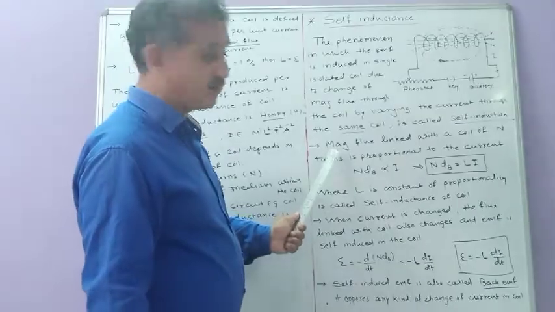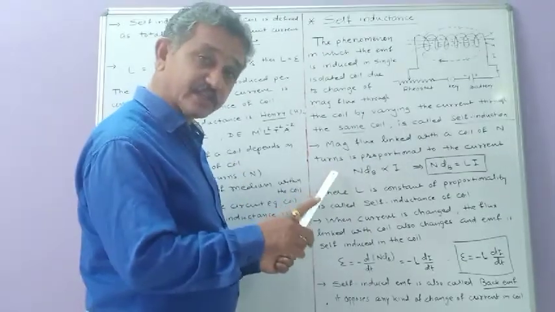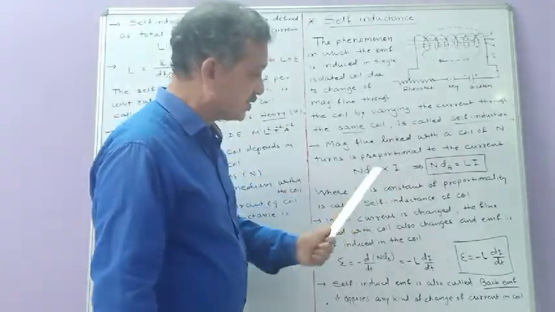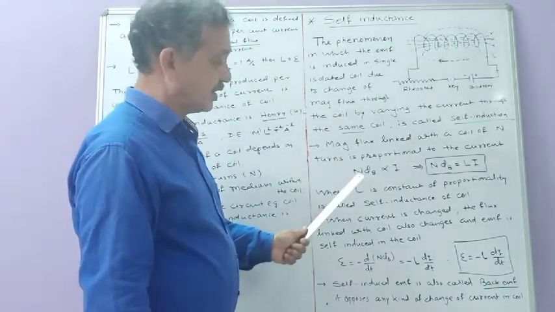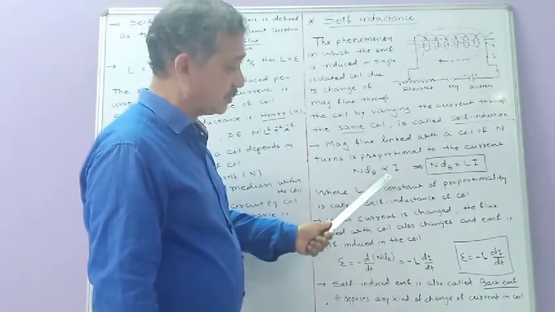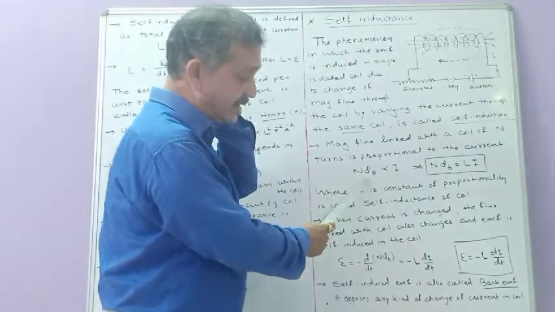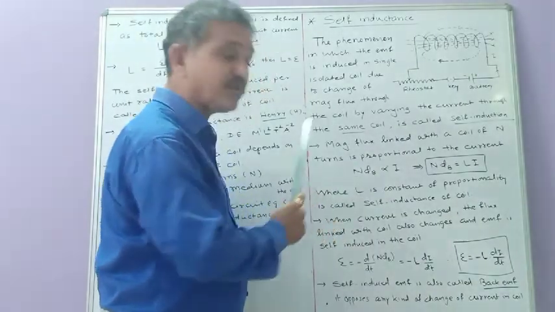And this magnetic flux linked with a coil of N turns, or you can say the flux linkage, is directly proportional to the electric current passing through the coil. So one can write N phi B is proportional to I. As the value of current I increases, N phi B increases. As the value of current I decreases, N phi B decreases.